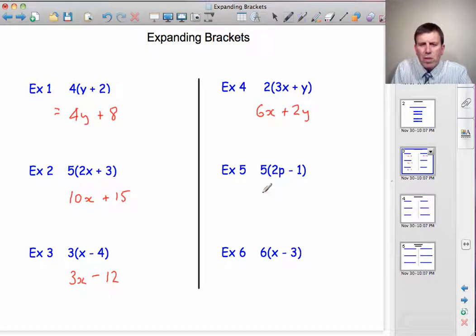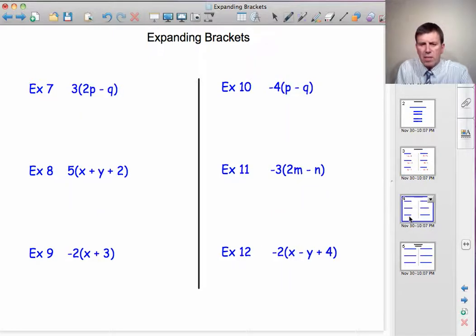5 times 2p is 10p. 5 times minus 1, well, we multiply by a positive at the front here, so there's no sign changes in the brackets, they just stay the same. But 5 times 1 is 5, so the answer is 10p minus 5. Example 6. 6 times x is 6x. 6 times minus 3 is minus 18. Again, the multiplication takes place, but the sign doesn't change. Let's have a look at another 6 examples.